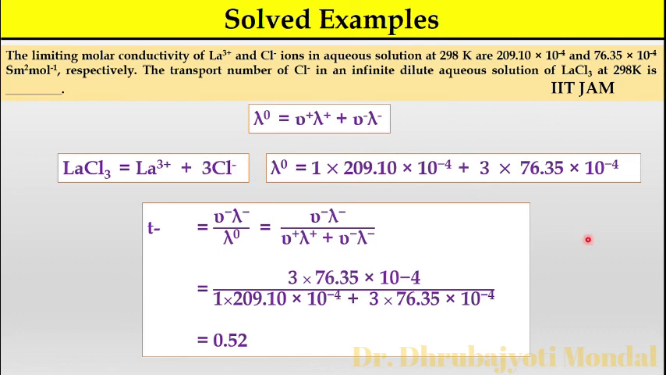So I have discussed a total of 10 problems in this lecture. Okay, in the next lecture I will again discuss 10 problems from different competitive exams.